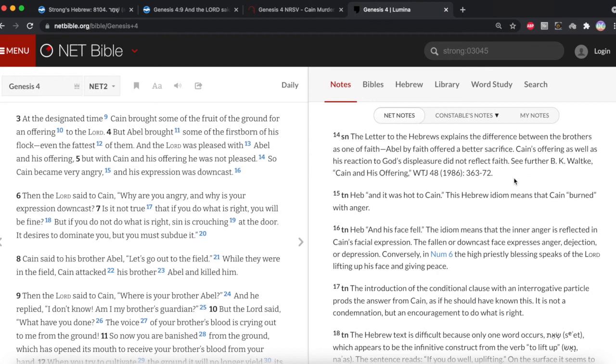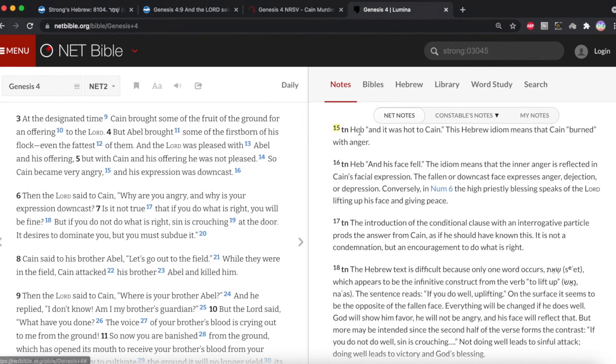There's lots of other options there. It also tells you fun stuff like the Hebrew, where it says that Cain became very angry. Well, literally, it just says it was hot to Cain. It's a Hebrew idiom that means Cain burned with anger. That's so much fun, right? You wouldn't know that in most translations. So that is why I love Net Bible, and their notes section is so helpful.